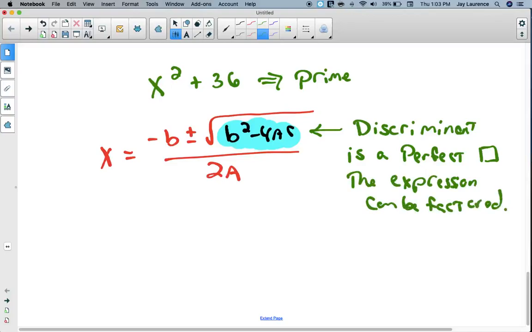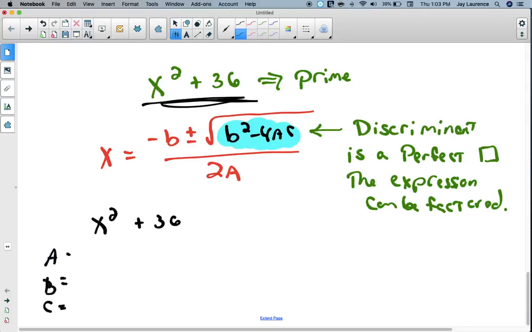If it's not a perfect square, then the expression can't be factored. Let's test it on this one that we already know to be prime. Okay, we've got x squared plus 36. So I'm going to list out a, b, and c. A, b, c. Easy as 1, 0, 36, right? Because there's no x's in there. Don't get fooled by that.